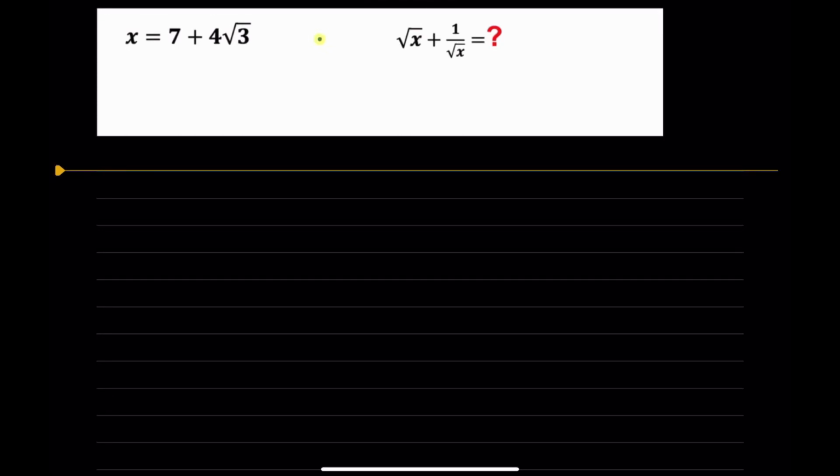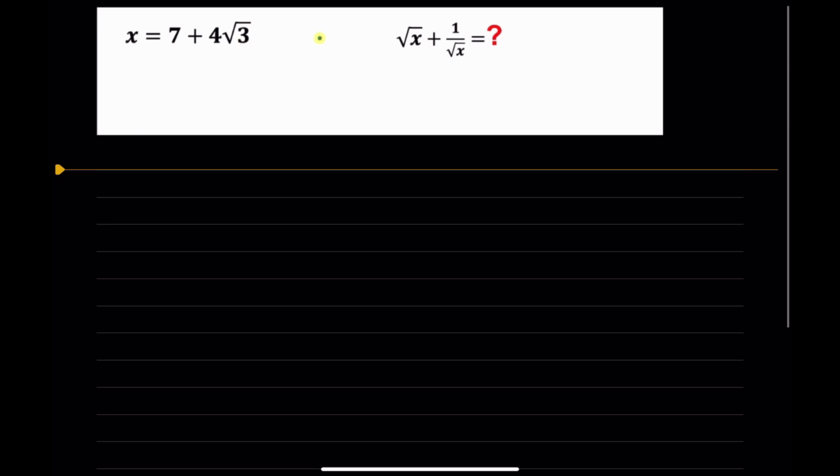Hello friends, let's start off with one more problem here, a different type of problem. We'll solve this radical expression. Given that x is equal to 7 plus 4 root 3, we have to find out what root x plus 1 by root x is equal to.